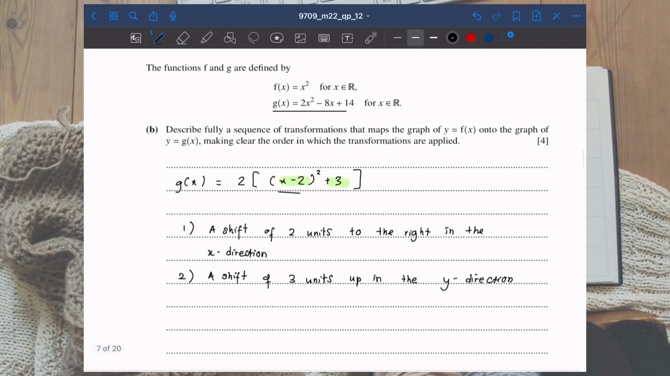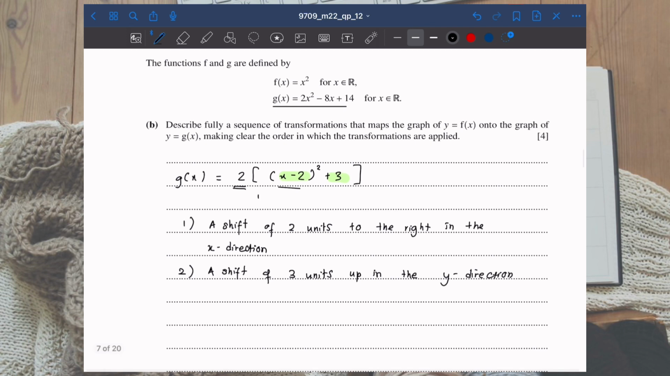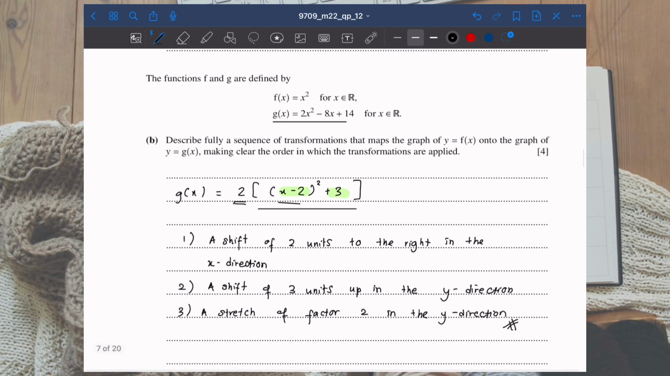That's not all though. Then we have the value of 2 here. The 2 multiplies the whole function. So that means it's a stretch of factor 2. For good measure, I just put in the y direction. So that is your sequence of transformations.